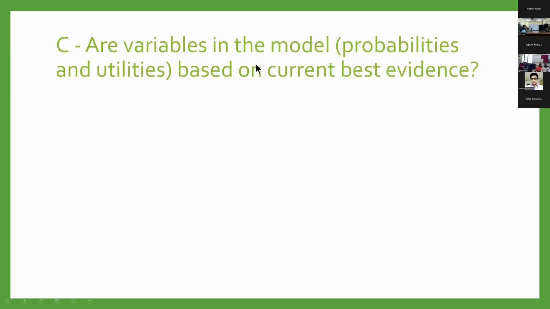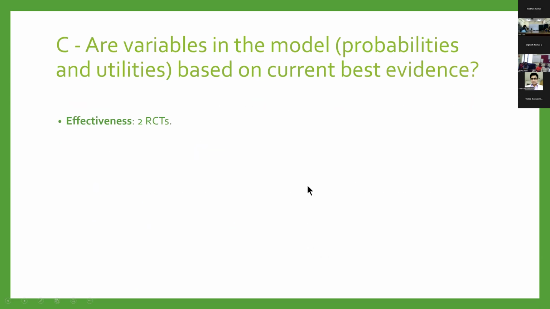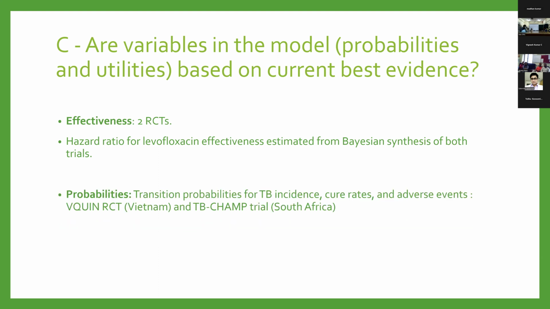Now, are the variables in the model? The variables are the probabilities and the utilities based on the current evidence. For the effectiveness of levofloxacin, they had taken it based on 2 RCTs. They had estimated a hazard ratio from a Bayesian synthesis of both the trials. There were 2 trials done, and the hazard ratio they had got was 0.6, with the individual trials at 0.55 and 0.44. So they had proven effectiveness based on RCTs, which is the highest evidence, at least for us.